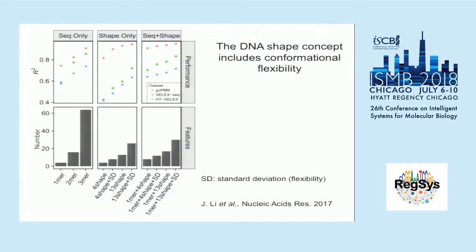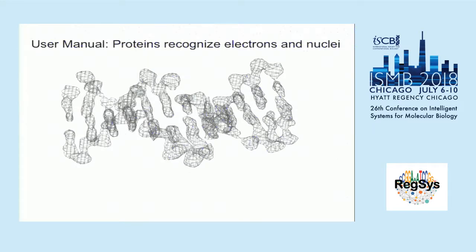number of features needed. Some people think when I talk about shape, I mean static shape. The DNA shape concept obviously includes flexibility. So when I look at a TATA box, for instance, it's a very flexible binding element, and I can see that when I look at the shape features. We did this here explicitly by adding standard deviations for all DNA shape features that encode, with some limitations, conformational flexibility. These features are just hard to validate.